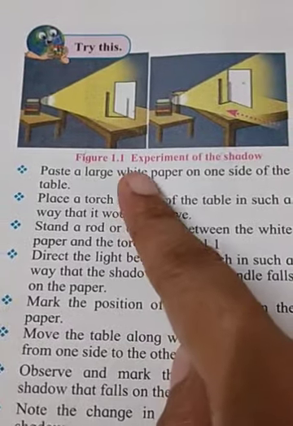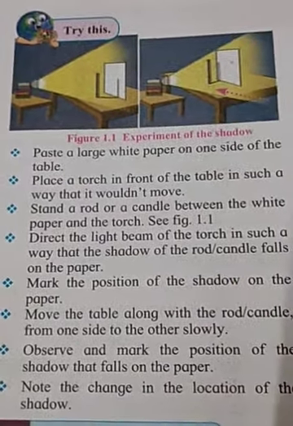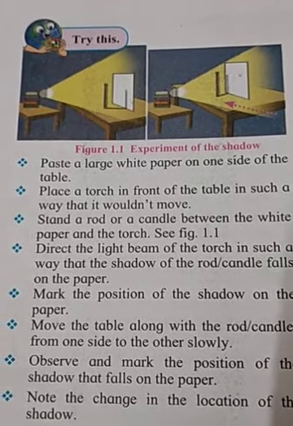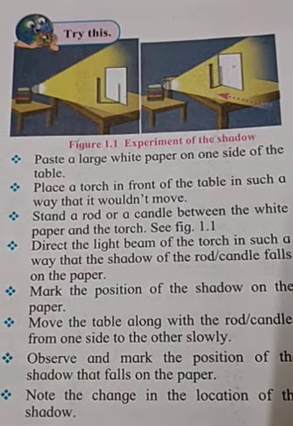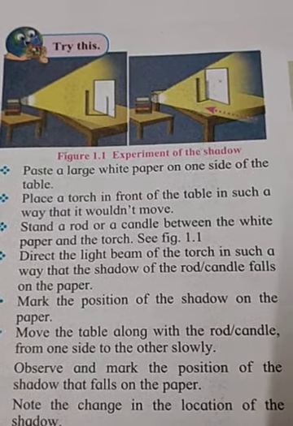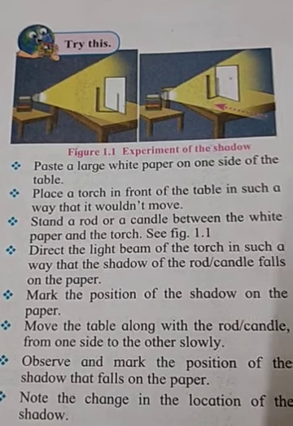Here in the first figure 1.1, the experiment of the shadow. See children, paste a large white paper on one side of the table. What you have to do? You have to paste one white paper. Place a torch in front of the table. First you have to place the torch in such a way that it wouldn't move. That means you have to fix it properly.